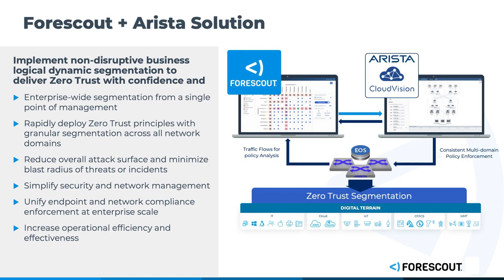trust principles with granular segmentation across all network domains, reduce your overall attack surface and minimize the blast radius of threats or incidents, simplify security and network management, unify endpoint and network compliance enforcement at enterprise scale, and lastly, increase operational efficiency and effectiveness. So let's take a look at how this works.